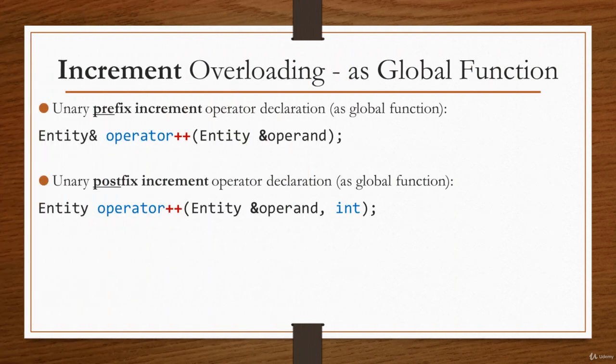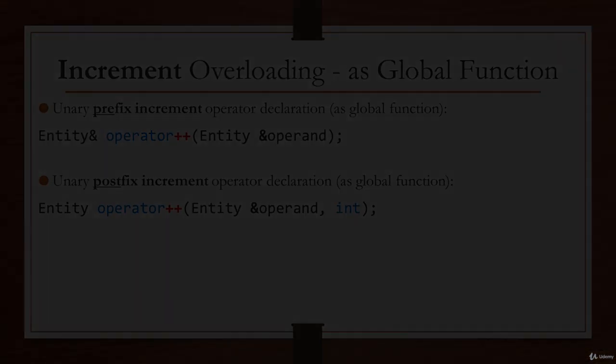Just out of interest, we have the unary prefix increment operator and the unary postfix increment operator, both declared as global functions. Since these functions are global, we have to actually pass in the operand. So with the postfix increment operator, we have the operand. Again, this is a unary operator, so we only pass in one argument. And then for the second parameter, we can do that integer.